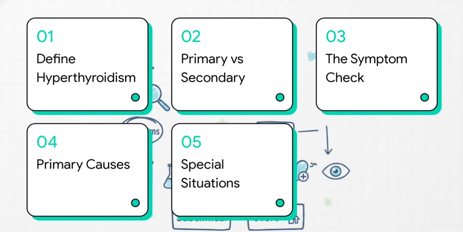Here is our clinical roadmap for the explainer. First, we'll define hyperthyroidism, then compare primary versus secondary, run a symptom check, crack the primary causes, and finally, look at special medical situations. Let's get right into it.